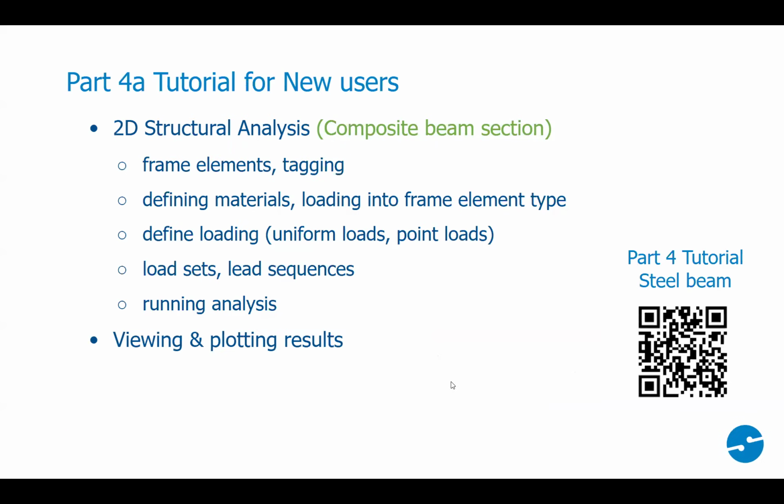So for today's tutorial, we're going to be going through 2D structural analysis, which is one of our great features. But in today's example, we're actually covering composite beam sections. I've added a QR code for those of you who will be referencing our YouTube videos later, but this QR code will bring you to the recording for part 4, where we go through an example for a steel beam, as compared to today, where we'll be doing an example for composite beam section. And also, at the end of the tutorial, we'll be talking about viewing and plotting your results.